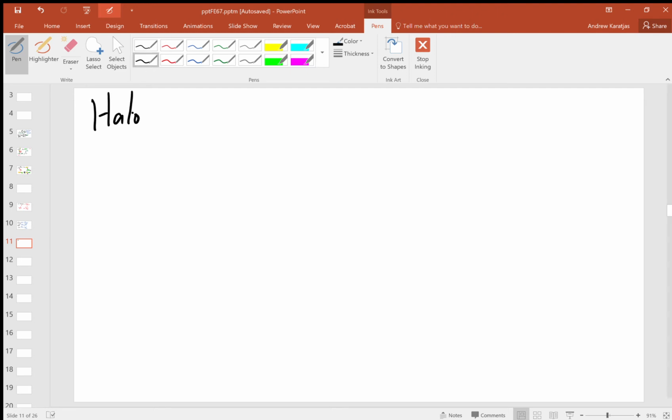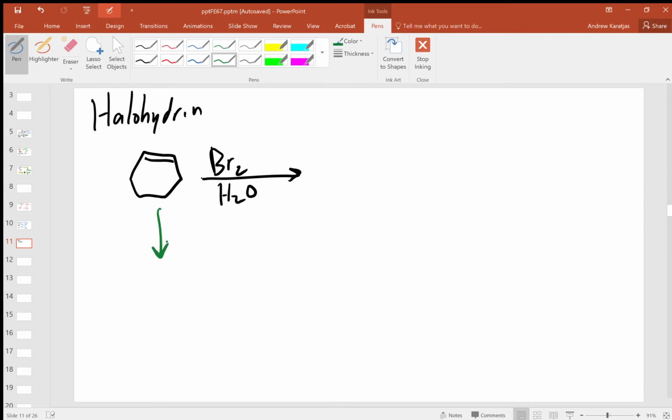Here we take a look at the halohydrin reaction. This reaction is a variation on the halogenation reaction of alkenes, and the variation occurs in that in addition to bromine reacting, we also have water present. So we know, and we've seen previously, that if we add only bromine to an alkene, we end up with an anti-addition of bromines on the two carbons of the alkene.